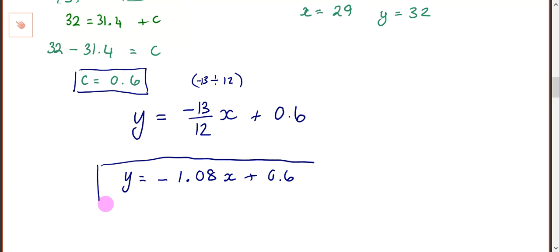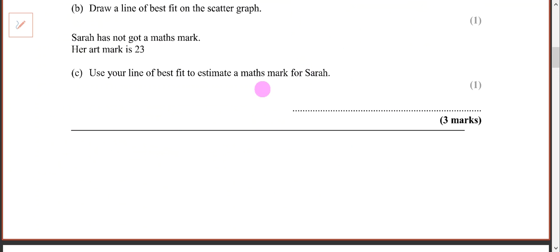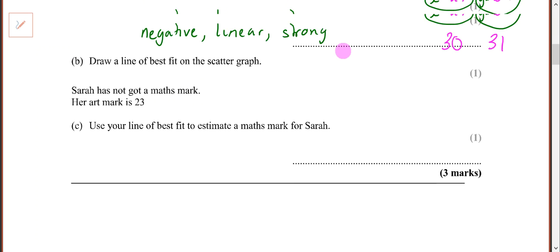So what? Who cares? What do we do now? Well, what's the next question in the question? It says Sarah has not got a maths mark. Her art mark is 23. Okay. Use your line of best fit to estimate a maths mark for Sarah.